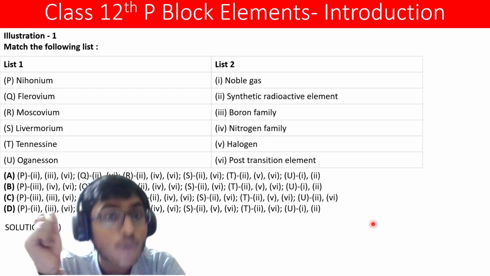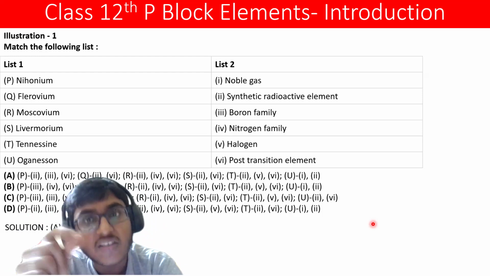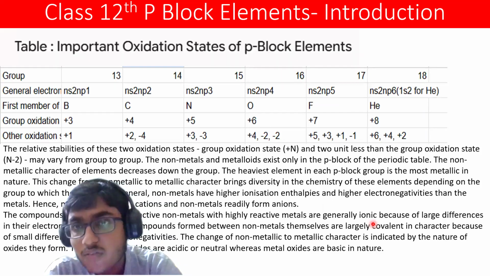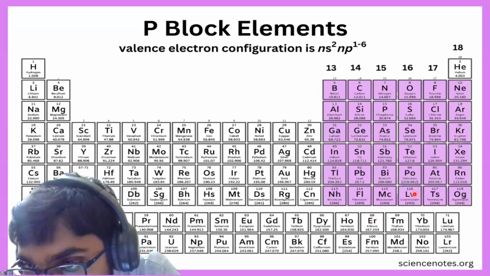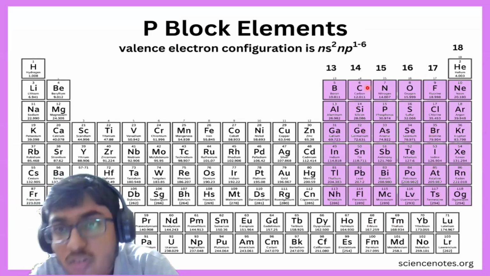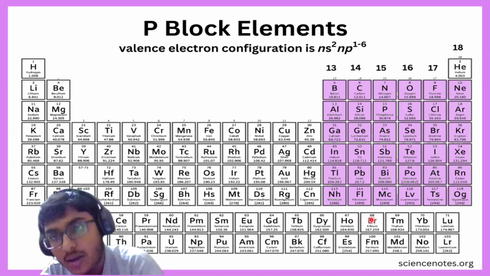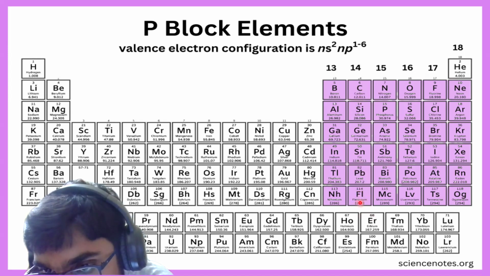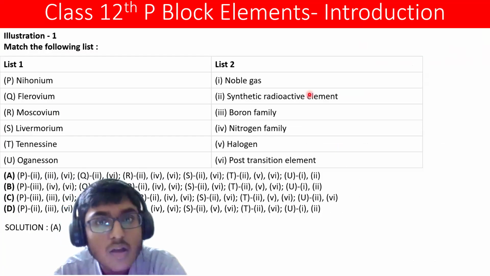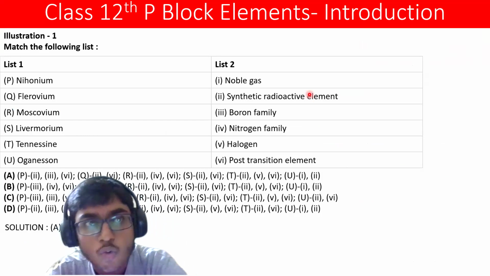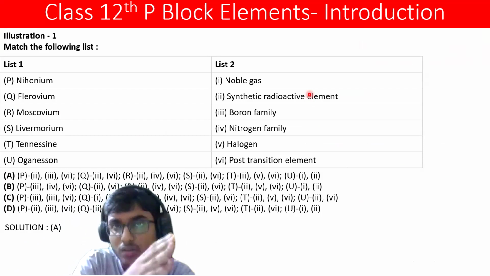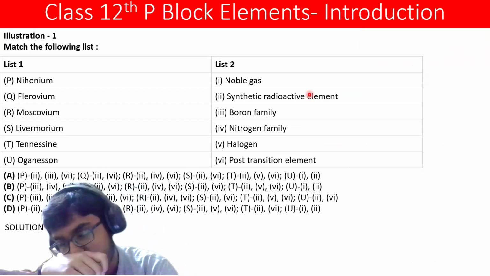Let's talk about flerovium. Flerovium is a synthetic radioactive element and a post-transition element. Where is flerovium? Just find out. Yeah, here. It's in the carbon family. It is the heaviest element, with the most metallic character. Since the carbon family is not mentioned in the list, it has only two options, synthetic radioactive element and post-transition element, since it is located just after the transition elements.